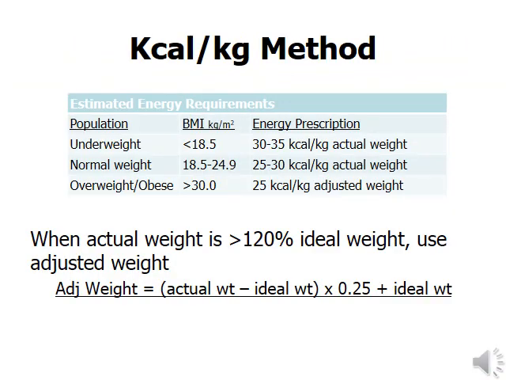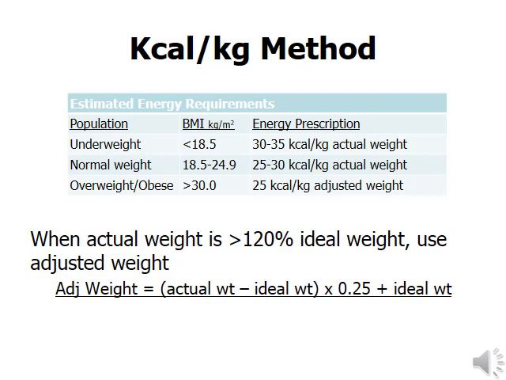Due to complexity of many of the predictive equations, clinicians often use the calorie per kilo method to estimate energy requirements. For this method, a baseline assessment of weight status classified by body mass index, underweight, normal weight, or overweight or obese, is generally used to determine the calories per kilo, as depicted in the chart above.